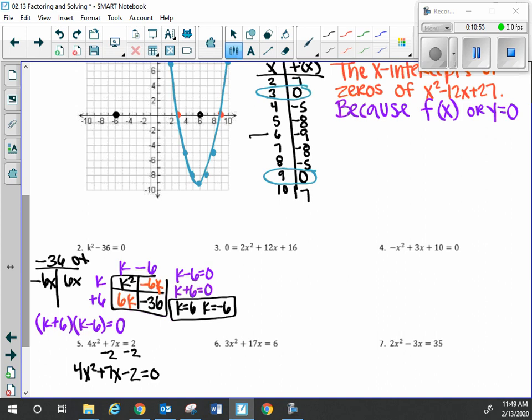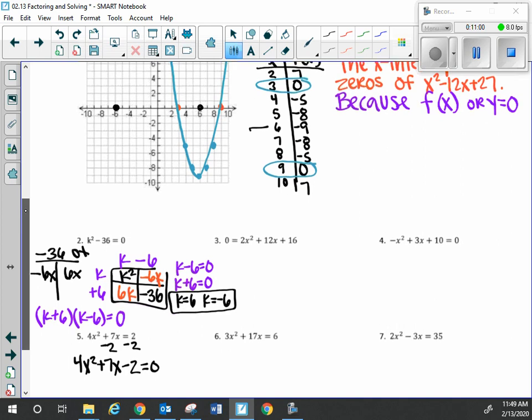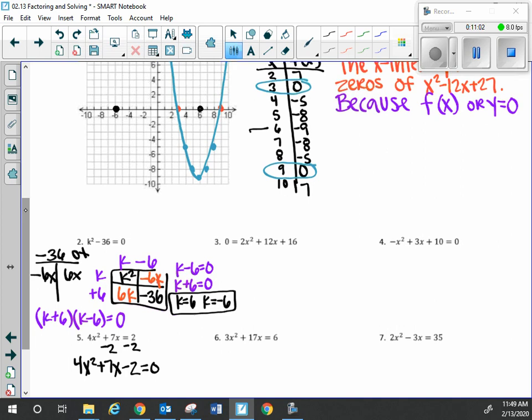Now, will they always be whole numbers? No. So your table will not always work, but you can identify looking at your graph if you're in the right vicinity or not. Yes? So, how do you find the curve itself, like where the vertex and stuff is? We're going to talk more about that in the upcoming weeks. Right now, we're just trying to find the zeros.